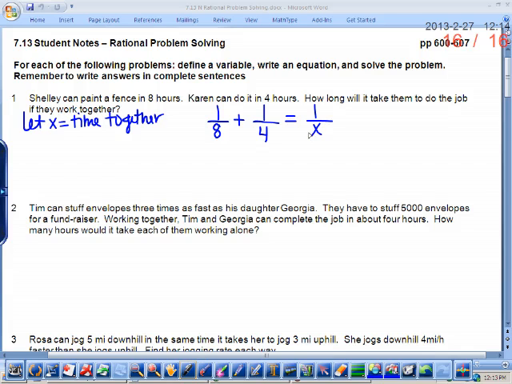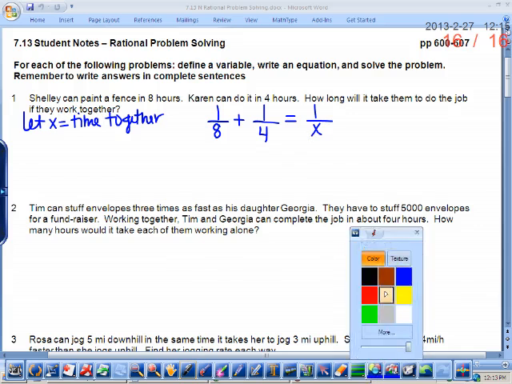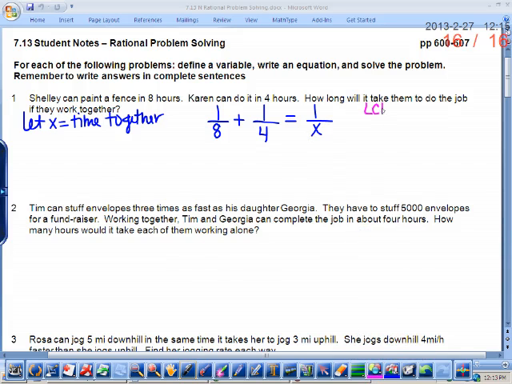All right, what do we need in order to be able to solve this? A common denominator. What would our common denominator be? 8. Not just 8, 8x, good, because we have an x in this denominator here. Basically, think of this top number as the number of fences that they're painting. So 1 fence in 8 hours, 1 fence in 4 hours. How long will it take us to paint 1 fence together? All right, so what do I multiply this first fraction by?